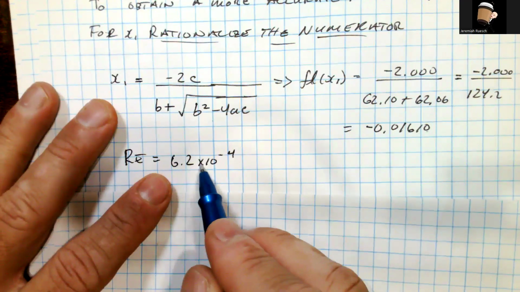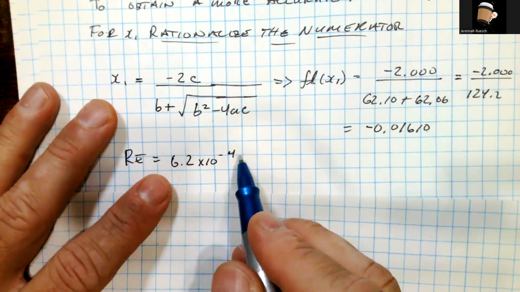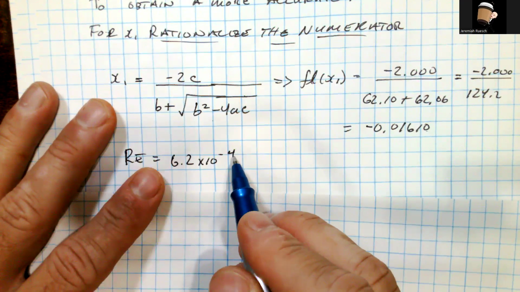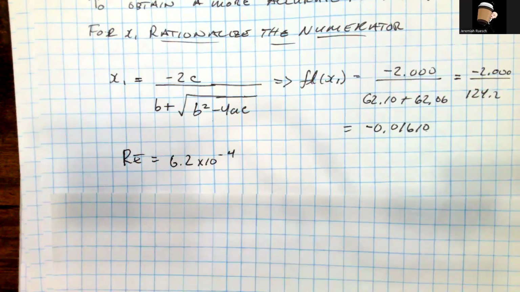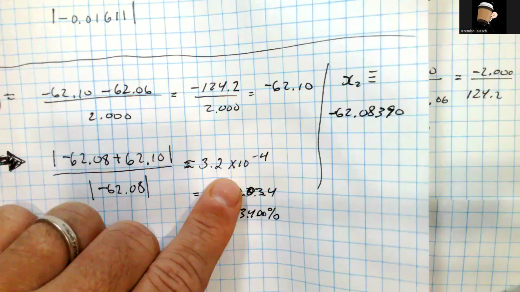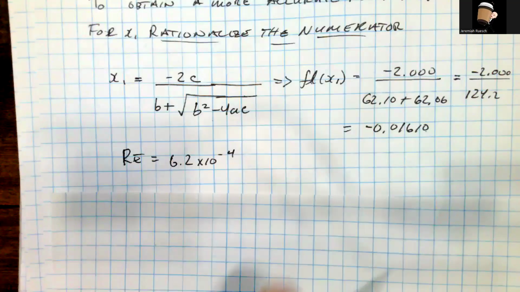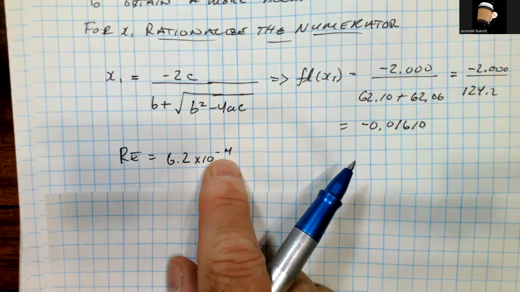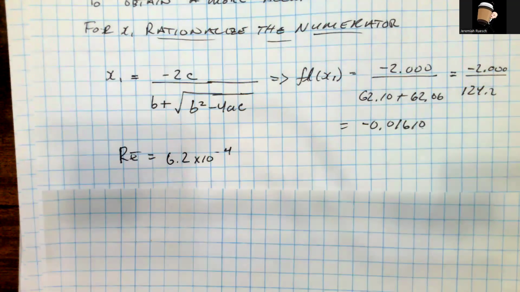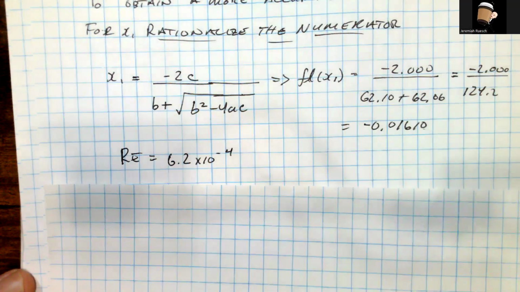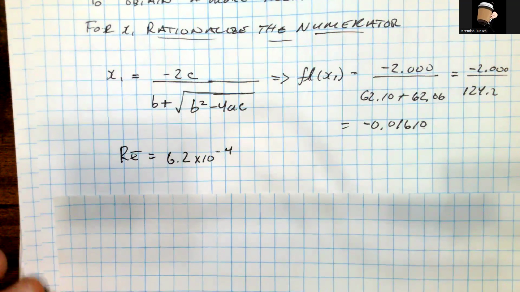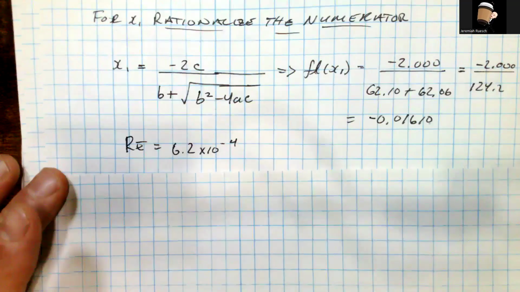The relative error is 6.2 times 10 to the minus fourth. So that's going to be on the same order as the floating point relative error on the second root, as we saw here. So by rationalizing the numerator, we went from 24% error down to 6.2 times 10 to the minus fourth error, right? So that's a huge difference. That's 3 orders of magnitude difference in the amount of error introduced by not rationalizing the denominator. Okay, so that's significantly more accurate.